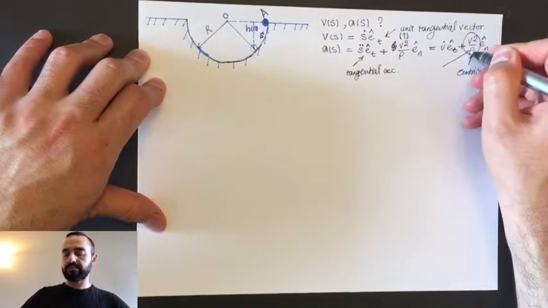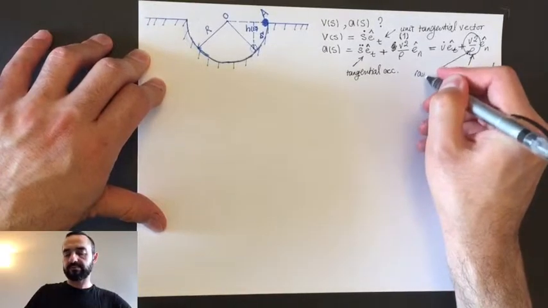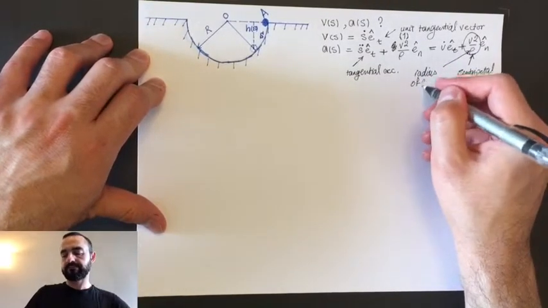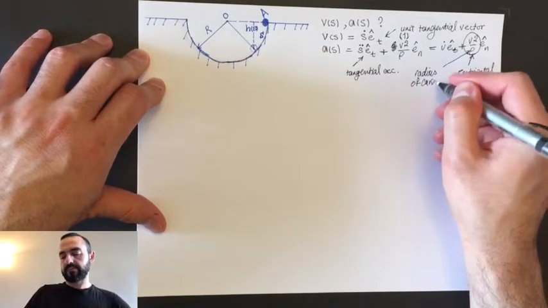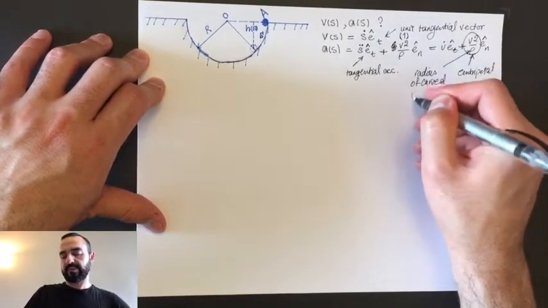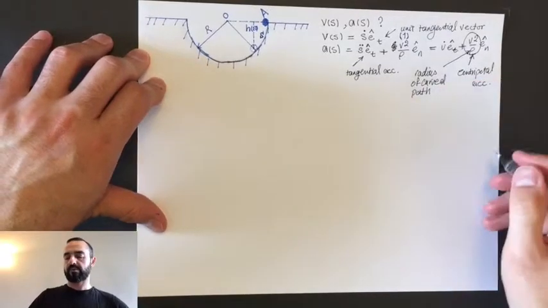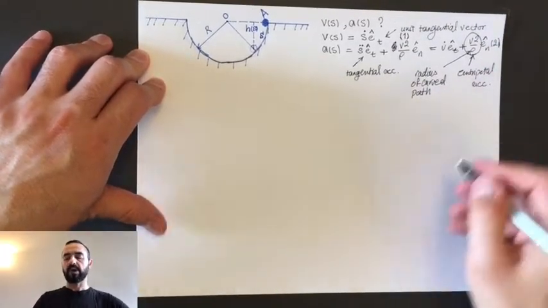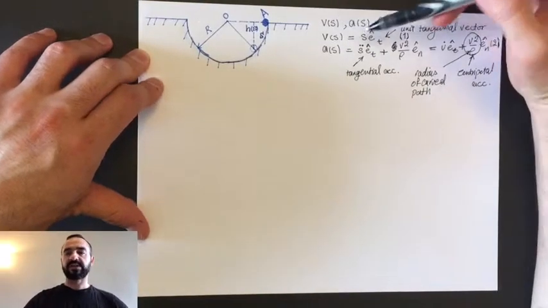And rho is the radius of curvature of the curved path. All right, let's call this equation 2. The desired quantities are velocity and acceleration.